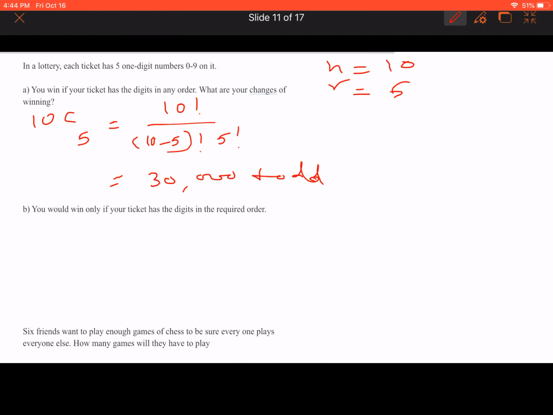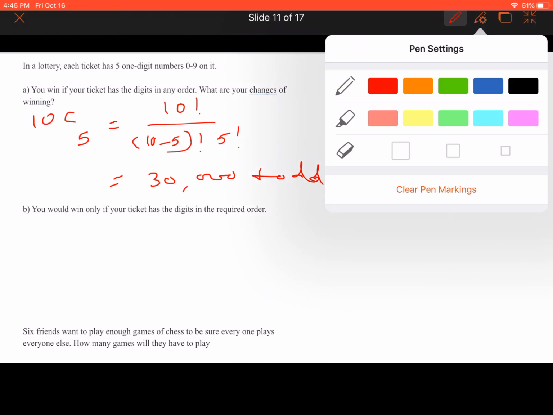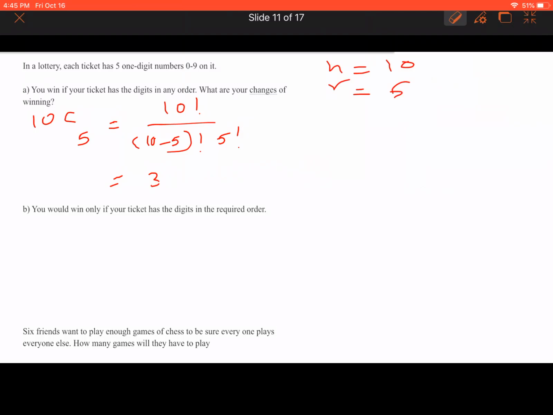Okay, now we'll move on to the next sum. You would win only if your ticket has the digits in the required order. Sorry, I'll find this out and tell you. Okay, for this you would win only if the ticket has the digits in the required order. So in the required order, the order does matter, so we are going to do this as a permutation. So 10 factorial by (10 minus 5) factorial.